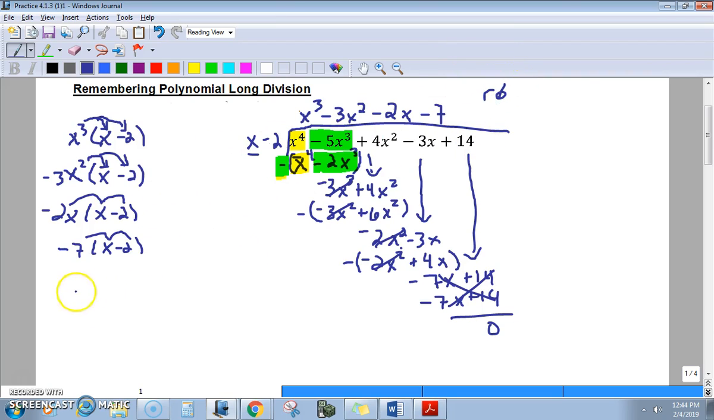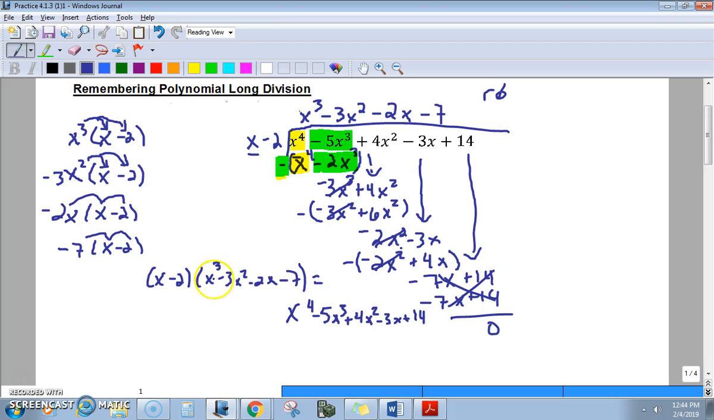So what that means is, if I take x minus 2 and I multiply it by my quotient, x cubed minus 3x squared minus 2x minus 7, that's going to be equal to my original dividend, which was x to the 4th minus 5x cubed plus 4x squared minus 3x plus 14. So I could keep doing this, and eventually I would have it completely factored, right? Next I would have to factor this.